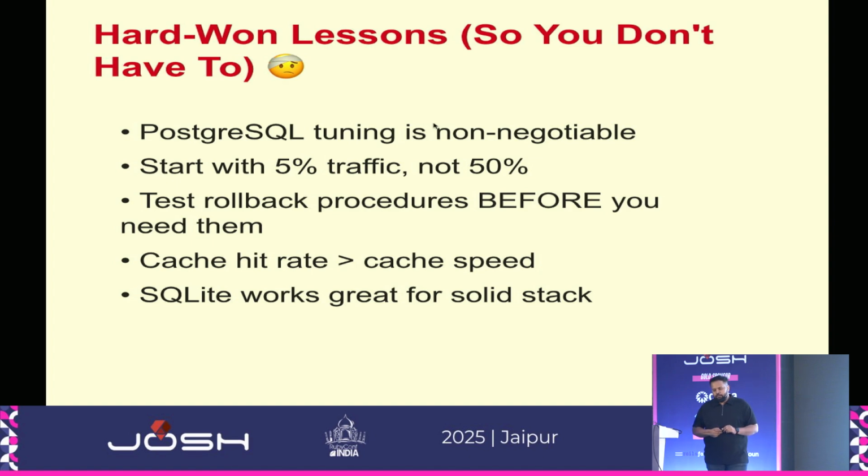Cache hit rate, of course, matters much more than the cache speed we have looked at throughout this talk. And SQLite works great for the Solid Stack because it ships. If you wanted to make it work for a relational database, you would have to do some tuning to make it work in production properly. But with this one, I think the default config that it ships with today in Rails is enough for the use case we have from the Solid Stack.